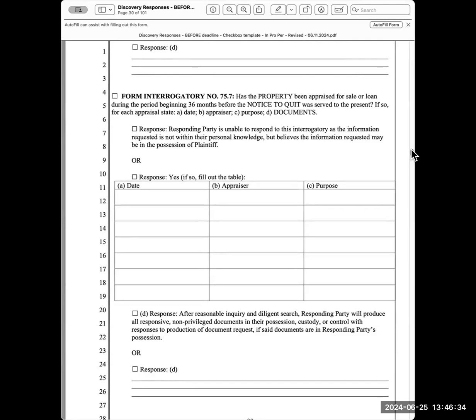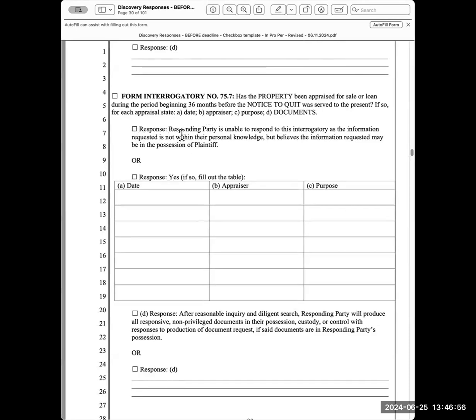75.7 is asking, has the property been appraised for sale or loan from the period 36 months or 3 years before the notice to quit was served to the present? If so, for each appraisal, state the date, the appraiser, the purpose, and any documents evidencing. If you aren't sure, you check here.